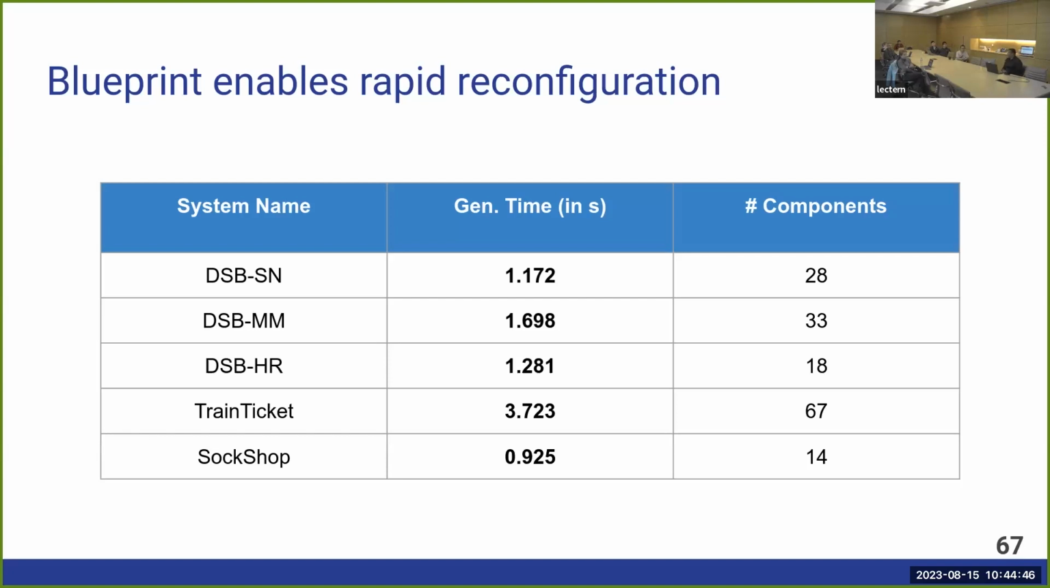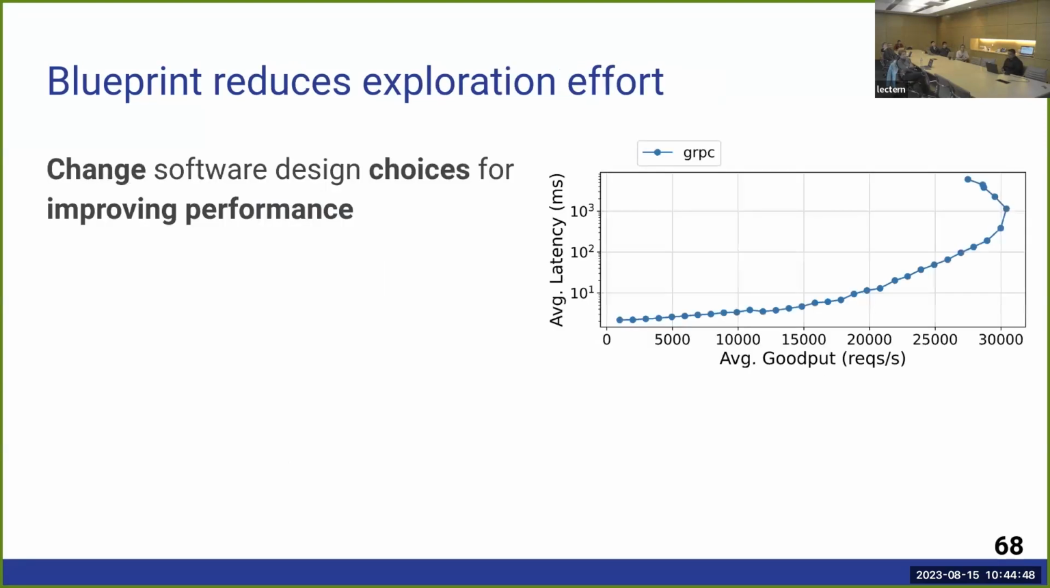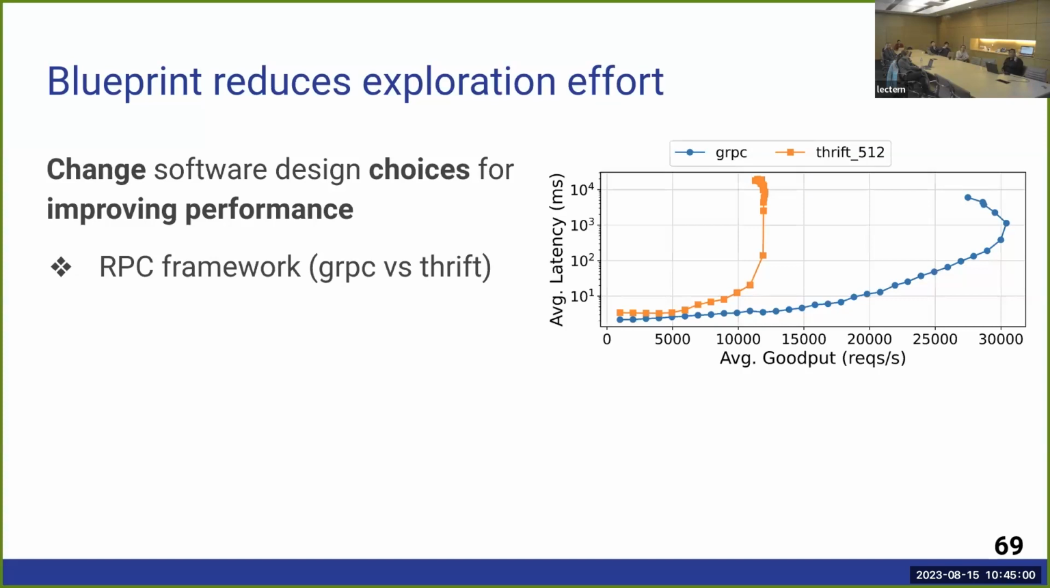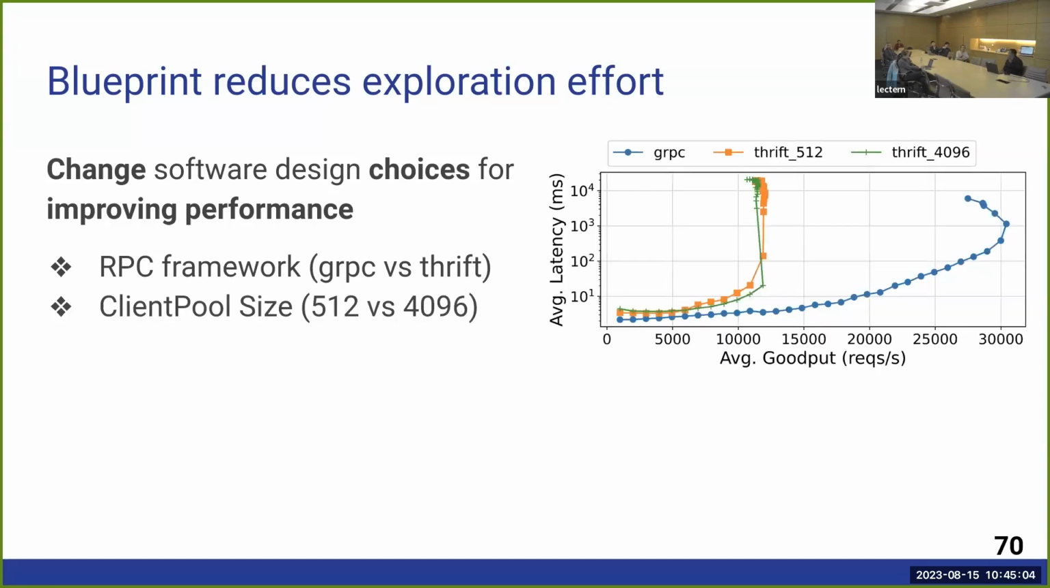So we can easily recompile things together. Let me give you an example of how we can actually reduce exploration effort. Let's say you want to change software design choices for exploring or improving the performance. Let's say our implementation is built with gRPC. Next we can put Thrift in as well. And after that, we can change the client pool size, for how many clients you have at the same time in front of each service. And you can change that.